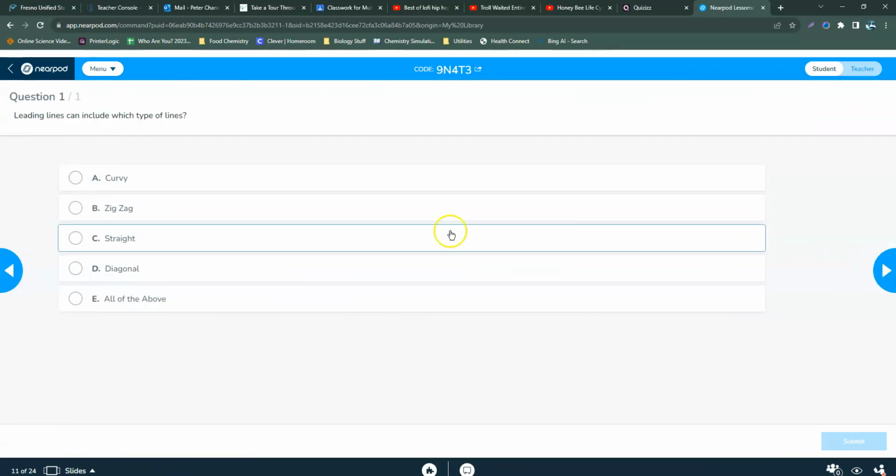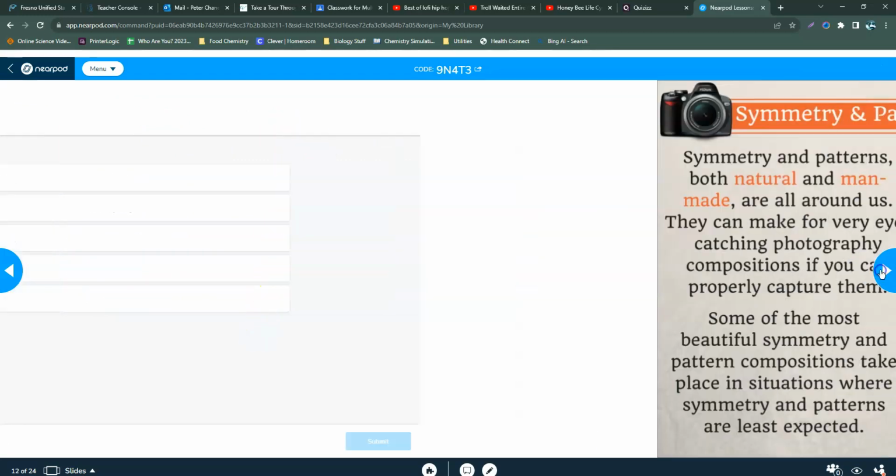So question, leading lines can include which type of lines? You'll make that determination based on the info before.